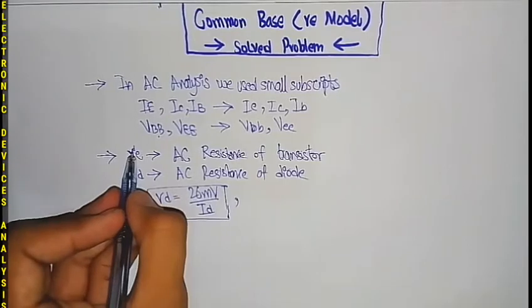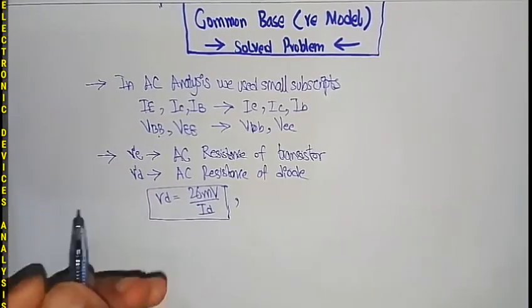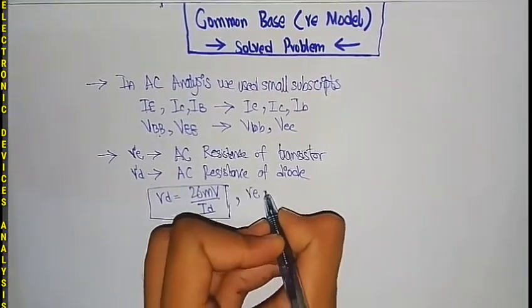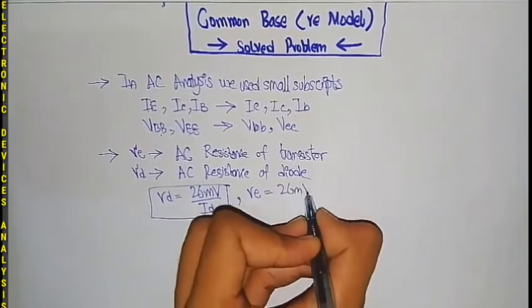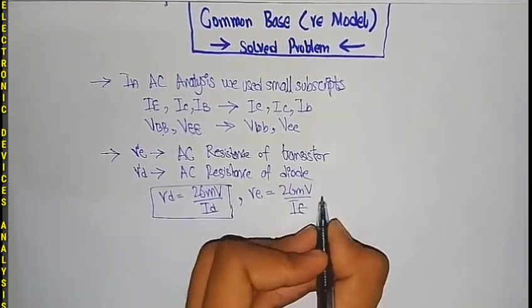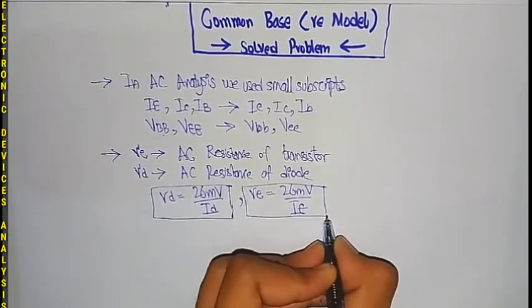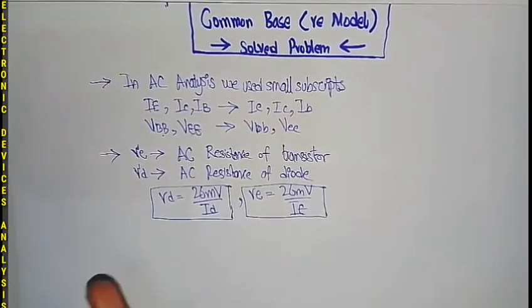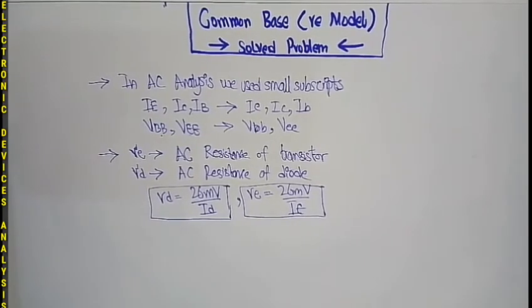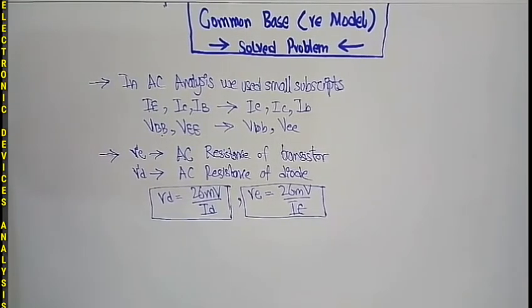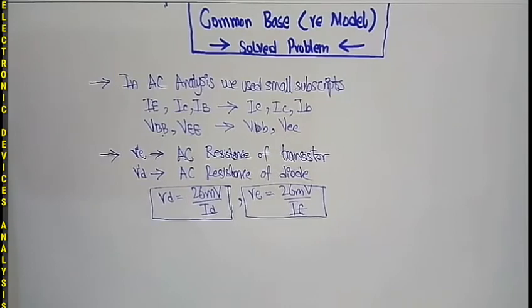Now we will relate the AC resistance of the transistor with rd. The answer is that small re equals 26 millivolts over capital IE. We will not derive the whole equation of rd here, so you may go to our previous lectures and see where we find the value of rd, which equals 26 millivolts over ID.